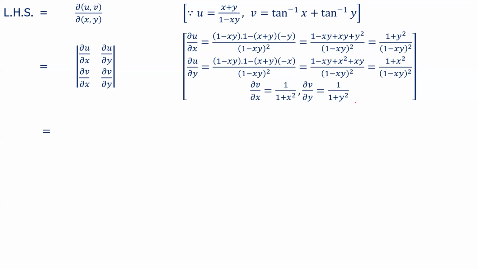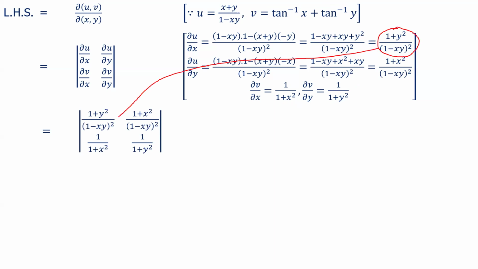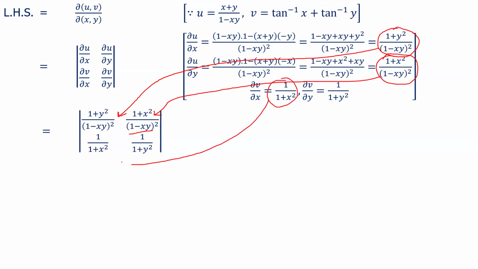Now we have to substitute all these values. So del u del x is (1 plus y square) upon (1 minus xy) whole square. Similarly, del u del y is (1 plus x square) upon (1 minus xy) whole square. Del v del x is equal to 1 upon 1 plus x square, and del v del y is equal to 1 upon 1 plus y square.